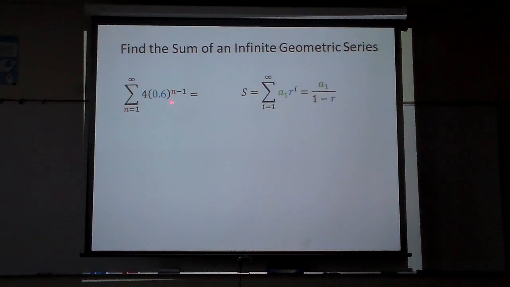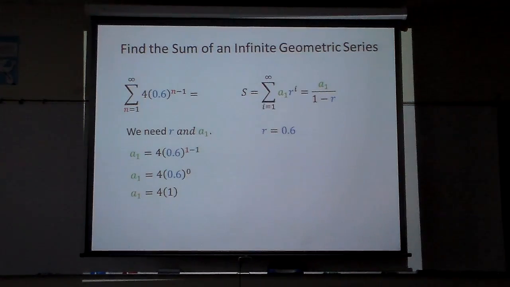So first off, what you need to do is take the first term. And think about this here. If n is 1, what's 1 minus 1? 0. And anything to the 0 power makes 1. All right? Notice that. 1 minus 1, 0. Anything to the 0 power is 1. 4 times 1 is 4. So I know the first term is 4.